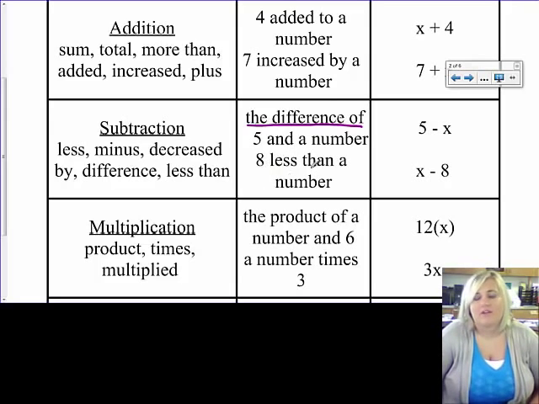These are the ones that are sometimes tricky. It doesn't really bother us in addition because we have the commutative property of addition, but with subtraction it very much matters the order that we subtract. So whenever I say 8 less than a number, that means I'm subtracting 8 from the number, which is what I'm showing over here. This is 8 less than a number.